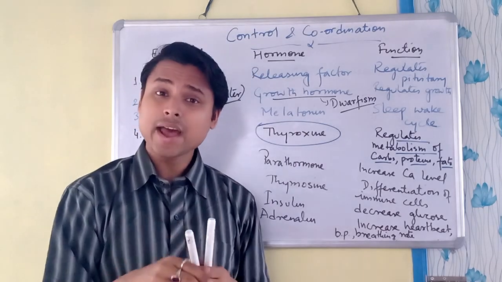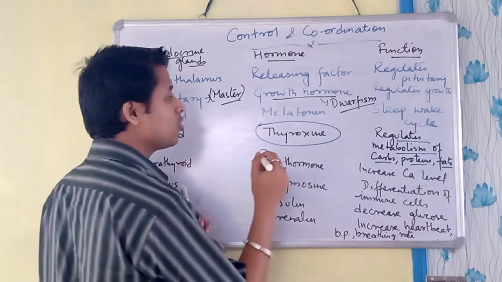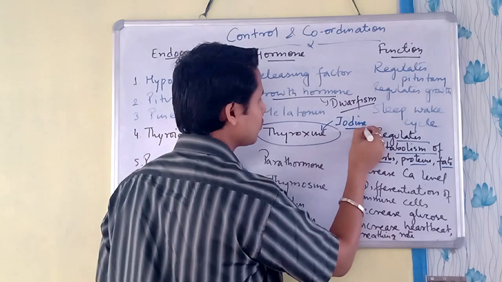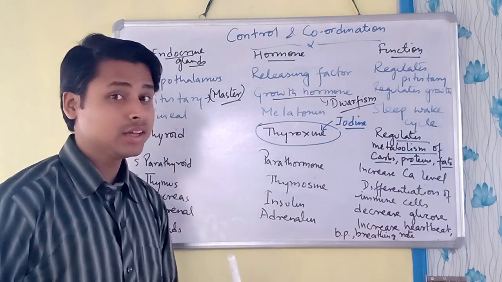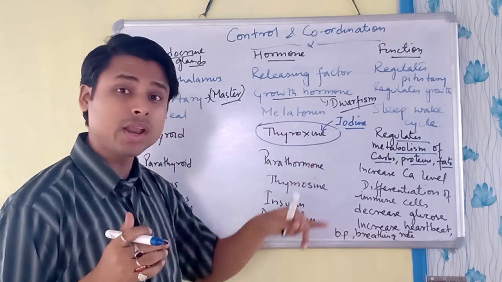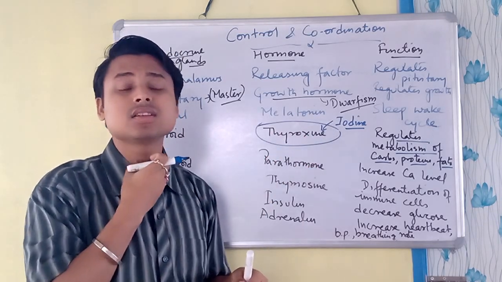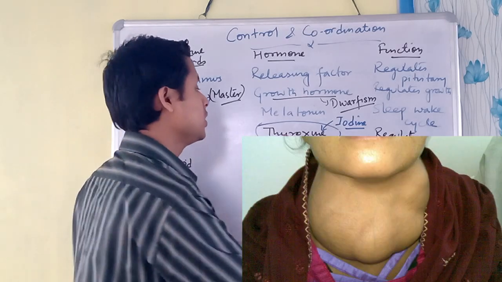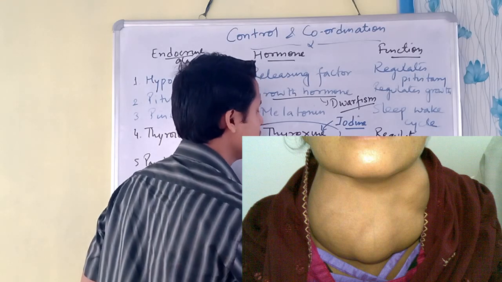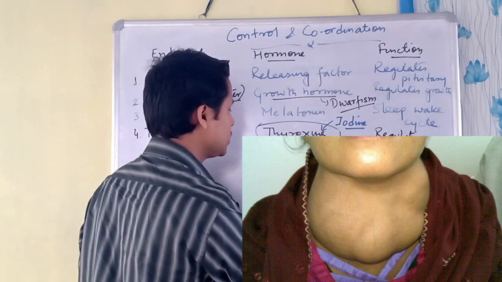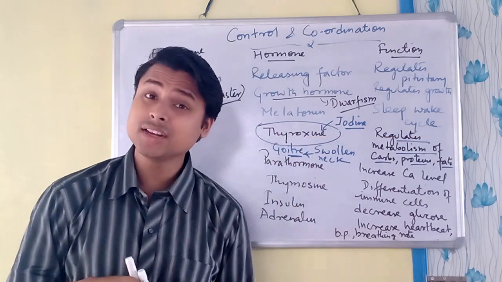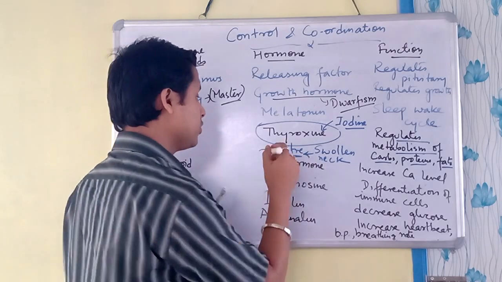Now, for activating thyroxine we need iodine. Without iodine, the thyroxine will not get activated, and if it does not get activated, what will happen? The neck will get swollen, right? The swollen neck which you see, we call it goitre. The problem is called goitre. So deficiency of iodine causes goitre.